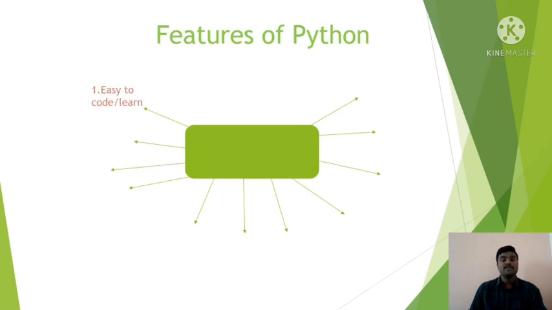So the first feature of Python is that it is very easy to code and easy to learn. Python is easy to learn as compared to C, C++, JavaScript, Java, etc. It is very easy to code in Python, and anybody can learn Python basics in a few days, and that is why it is also known as a developer friendly language. So a key feature of Python is that it is easy to learn and easy to code.